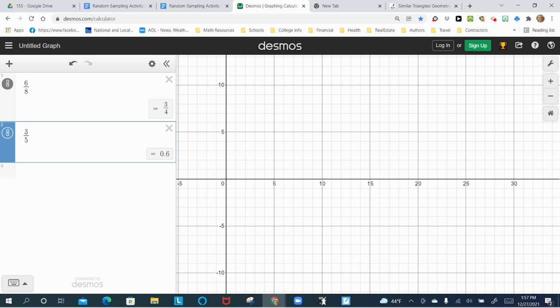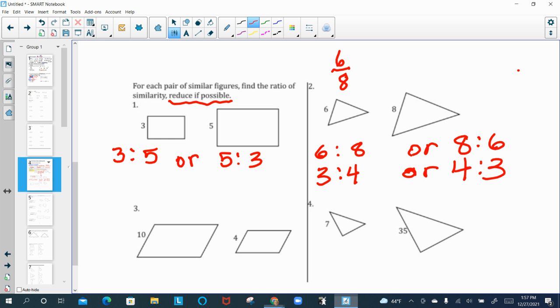When I hit the fraction button, it's still 3/5. So see, I knew that 3/5 was simplified. So when you do number 3 and number 4, try checking to see if they are simplified and reduced. If not, go ahead and use Desmos to help you if you need that.